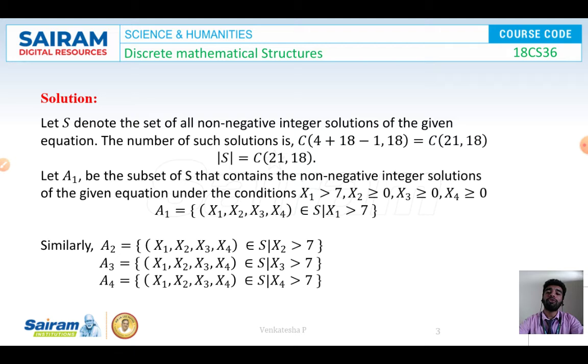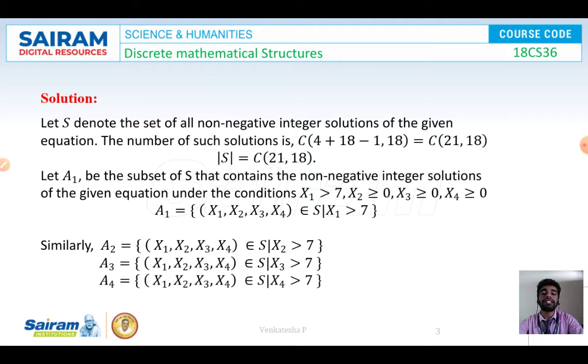So to find the number of non-negative integer solutions, the first thing is we have to find the order of the finite set S. Here S denotes the set of all non-negative integer solutions of the given equation, that is, the number of such solutions is given by the combination of 4 plus 18 minus 1 comma 18, which is equal to combination of 21 comma 18. This expansion is obtained by using the concept of combinations. Therefore, the order of S will be equal to combination of 21 comma 18.